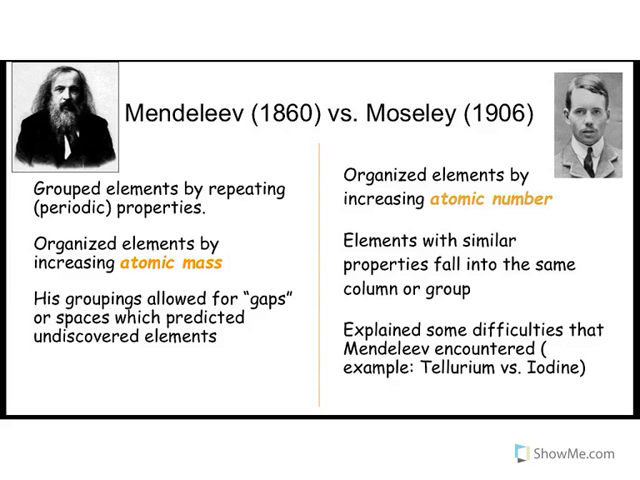He was able to explain some of the difficulties that Mendeleev had with his periodic table. An example was that iodine has a greater atomic number, however, it had an atomic mass that was less than tellurium. So it didn't really make sense in the arrangement of Mendeleev's periodic table. So these two guys are really important. Today we organize our periodic table by atomic number. Mendeleev was the first to arrange it by atomic mass, but we found that atomic number makes a little bit more sense.